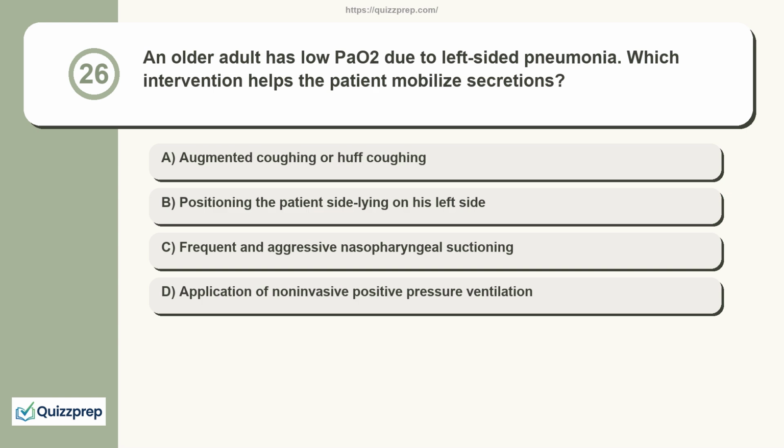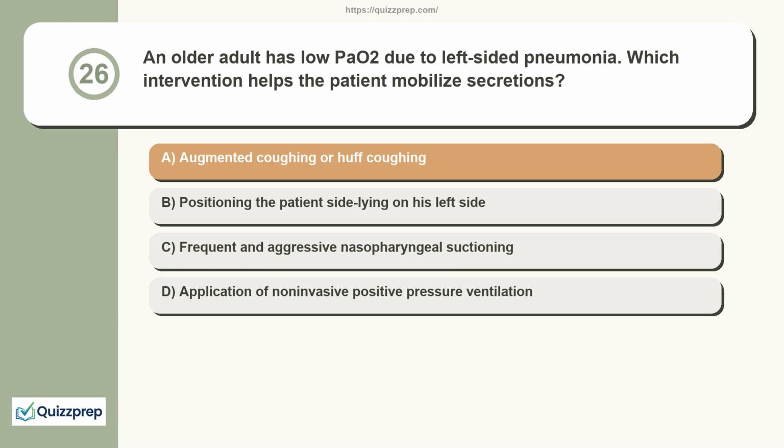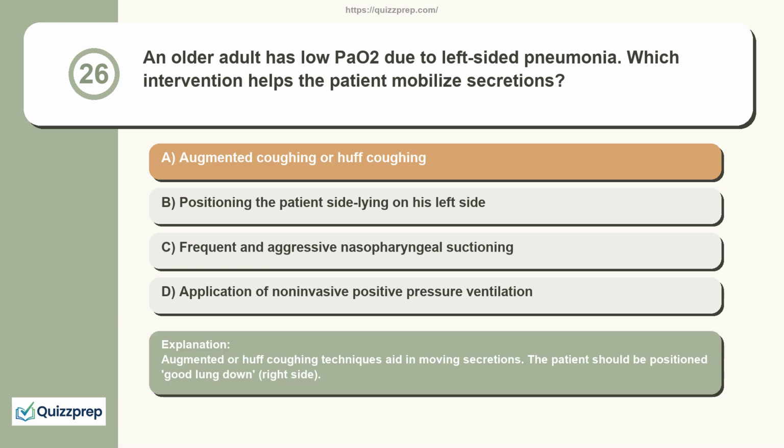Question 26. An older adult has low PaO2 due to left-sided pneumonia. Which intervention helps the patient mobilize secretions? Augmented coughing or huff coughing. Positioning the patient side-lying on his left side. Frequent and aggressive nasopharyngeal suctioning. Application of non-invasive positive pressure ventilation. Augmented or huff coughing techniques aid in moving secretions. The patient should be positioned good lung down, right side.